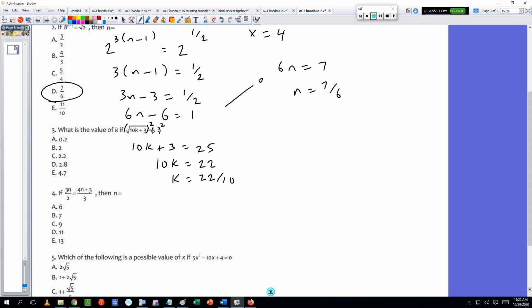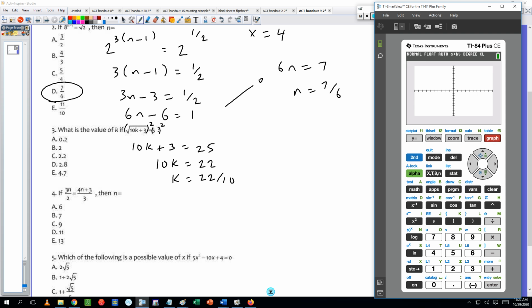It looks like I have decimal answers. So let me take 22 and divide it by 10, and we all know that it's going to be 2.2. C is my answer.